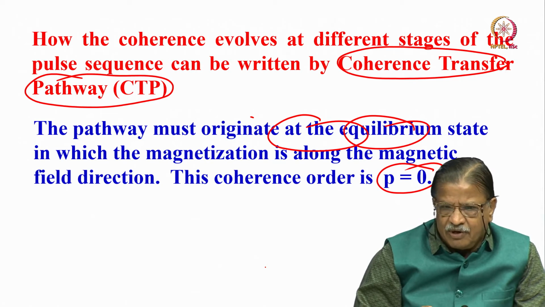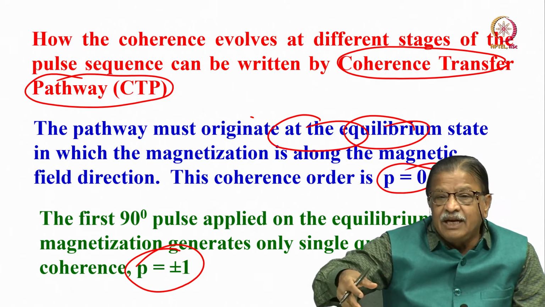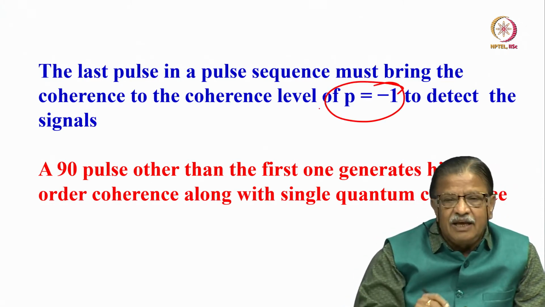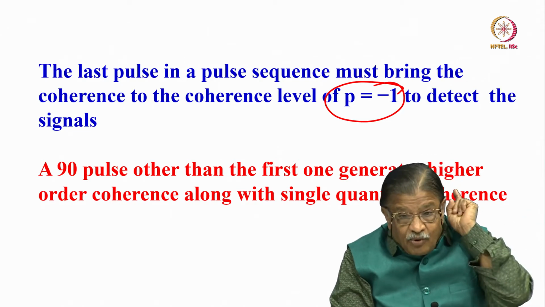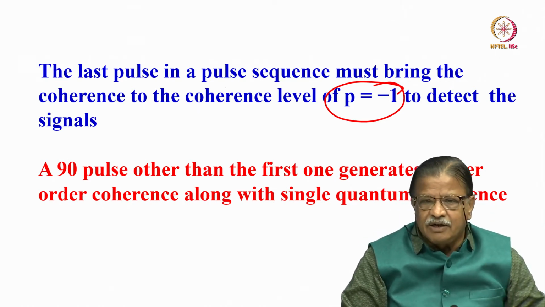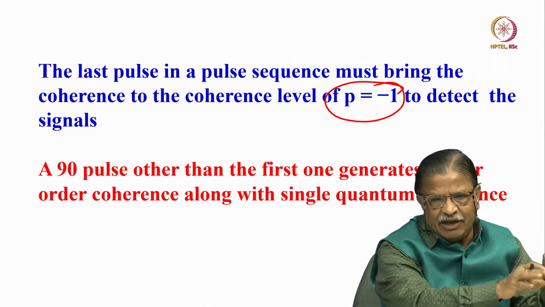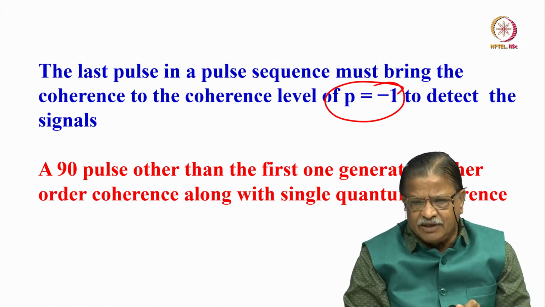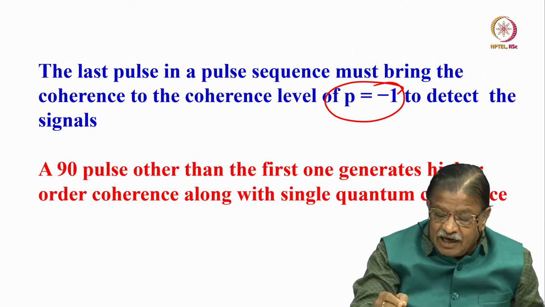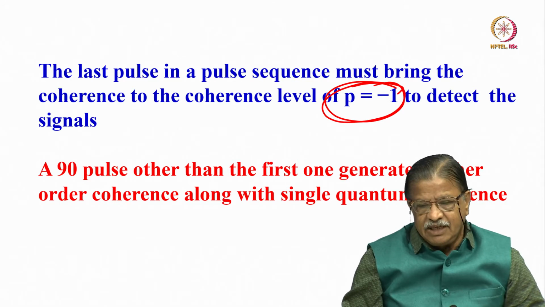You start with p is equal to 0 quantum order, and then the first pulse, as I told you, always creates plus or minus 1. Then subsequent pulses will create higher quantum coherent orders. The last pulse always should create p equal to minus 1 order, because I told you only p is equal to minus 1 coherent order is going to be detected by the spectrometer. Any other coherent order will be rejected, you cannot detect it. So whatever you do between the pulses, start with 0 in the thermal equilibrium, apply a 90 pulse, create plus 1 and minus 1 coherent orders, and in between you do many pulses. Finally, you have to choose the coherent pathway in such a way that the last pulse creates only p equal to minus 1, then only can we detect the signal. That is the important point.